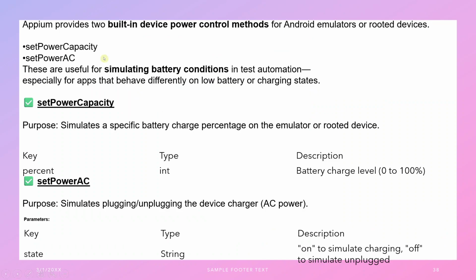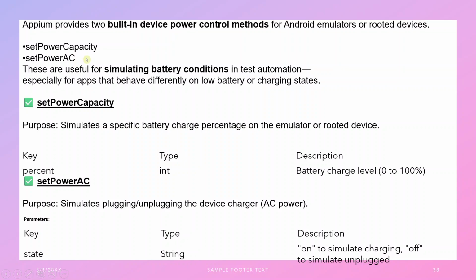APM provides two built-in device power control methods for Android emulators and rooted devices. We can use these two methods for Android emulators and rooted real devices. The point to note is that these methods cannot be used for iOS, only for Android. The first method is setPowerCapacity, the second is setPowerAC.